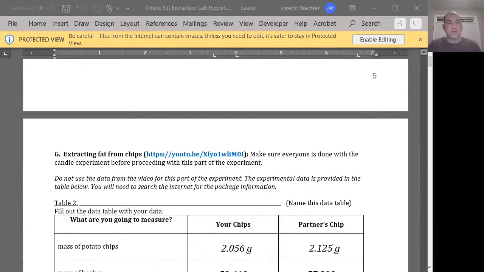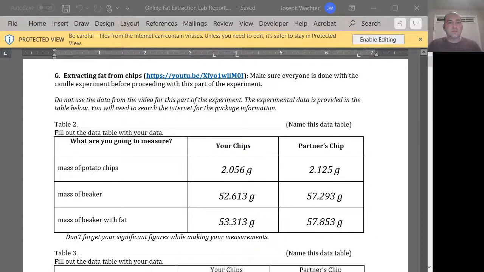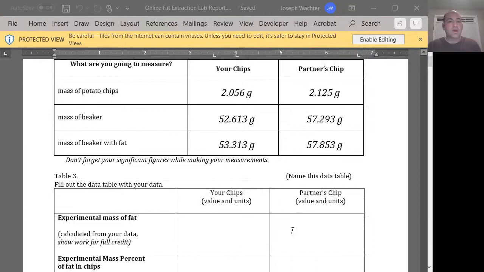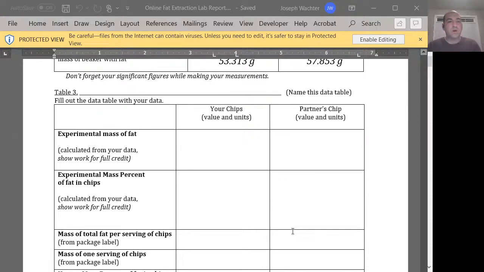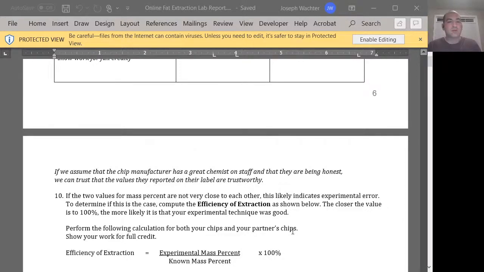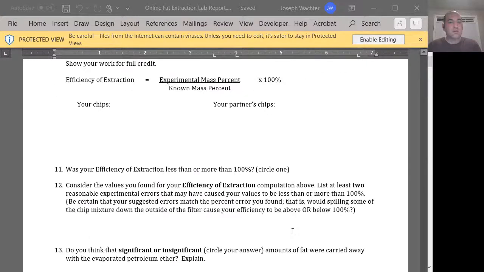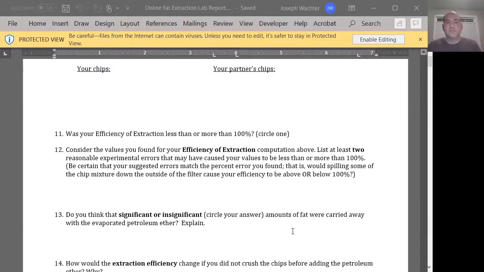So for the fat extraction part, the idea here is you're using some potato chips which have a lot of fat, and fat is non-polar. We'll be talking more about polar and non-polar interactions today. But the nonpolar fat is going to be more soluble in a nonpolar solvent. So the idea here is you have some chips, and you are weighing the chips and then getting some information about the mass percent of the chips, and then you are extracting them with some solvent.